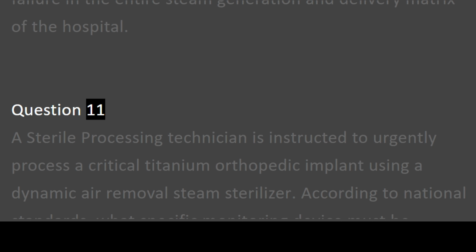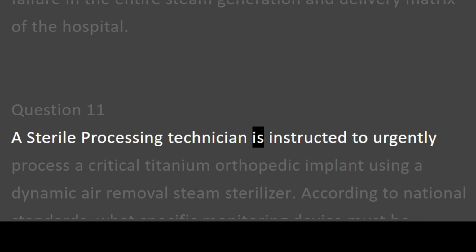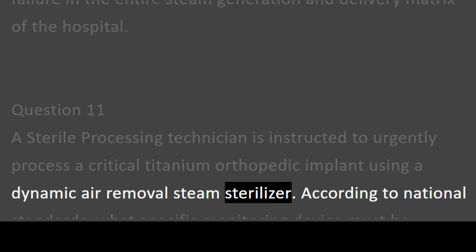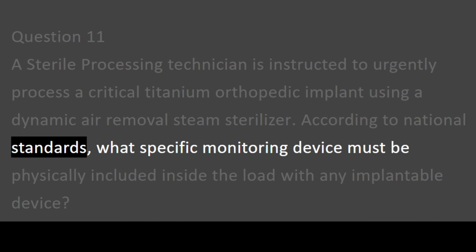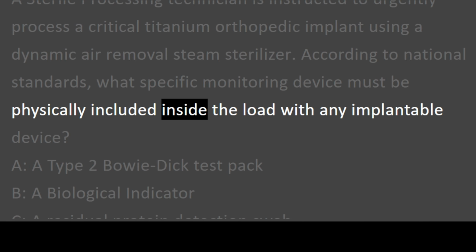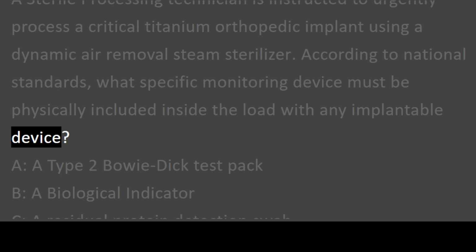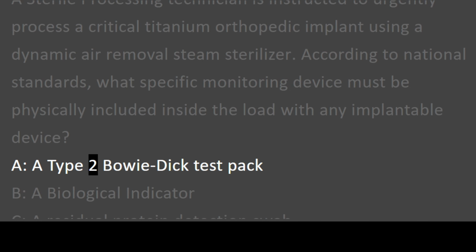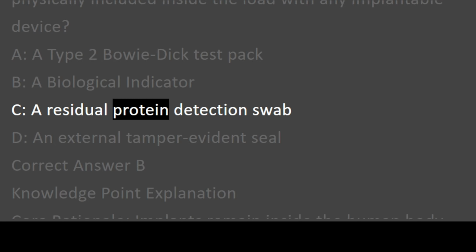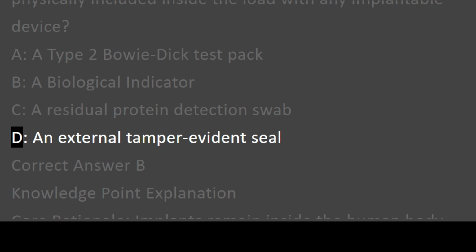Question 11. A sterile processing technician is instructed to urgently process a critical titanium orthopedic implant using a dynamic air removal steam sterilizer. According to national standards, what specific monitoring device must be physically included inside the load with any implantable device? A. A Type 2 Bowie-Dick test pack. B. A biological indicator. C. A residual protein detection swab. D. An external tamper-evident seal.